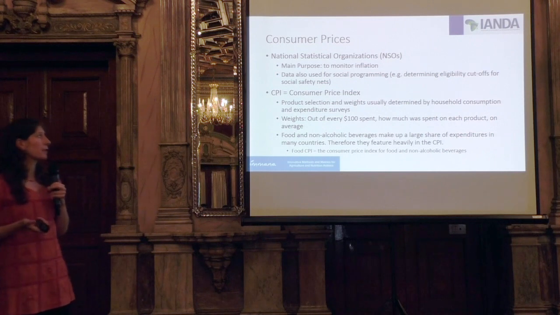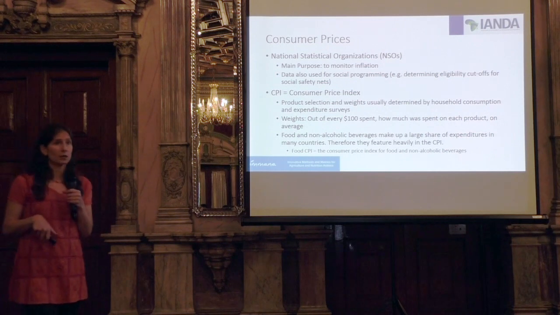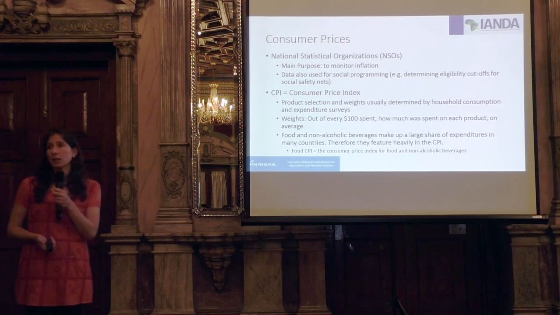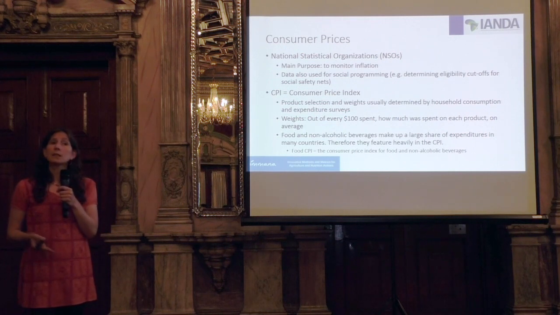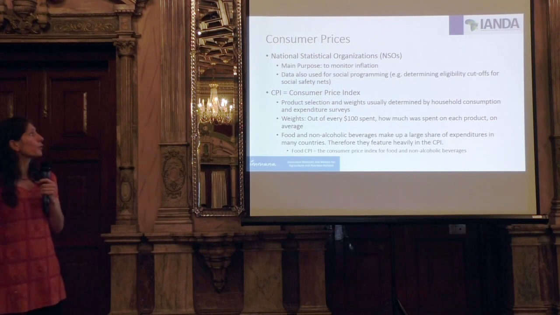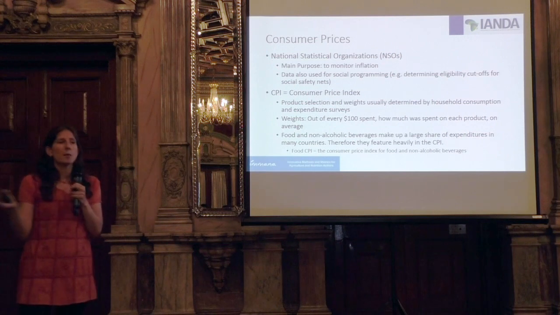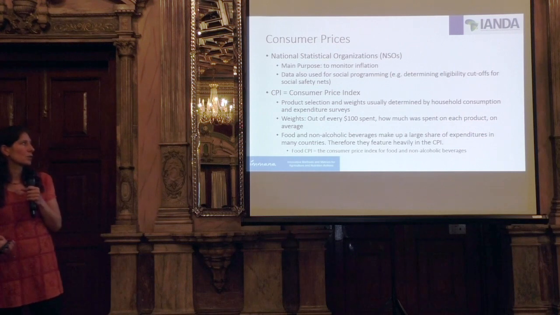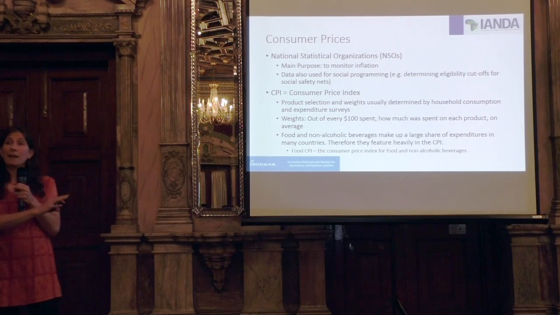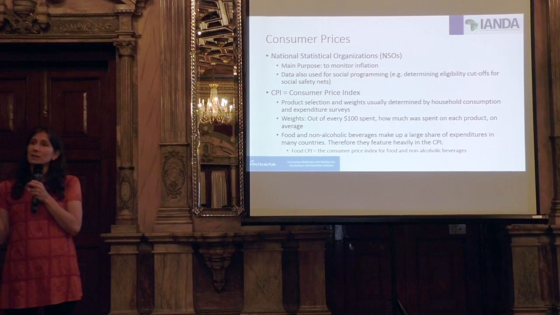Food and non-alcoholic beverages make up a large share of expenditures in many countries, so they're a really large feature in the CPI. In Tanzania, I think it's 48% of expenditures are on food and non-alcoholic beverages. So there's a long food list, and the foods are heavily weighted in the consumer price index. The overall consumer price index is all goods, including food. But most countries report, or you can always come up with it if it's not reported, a food CPI, which is the consumer price index only for food and non-alcoholic beverages. And that food CPI is also something that's called food prices.